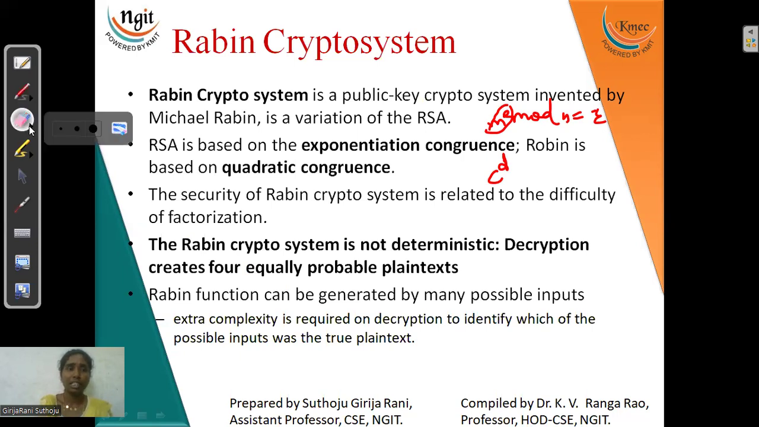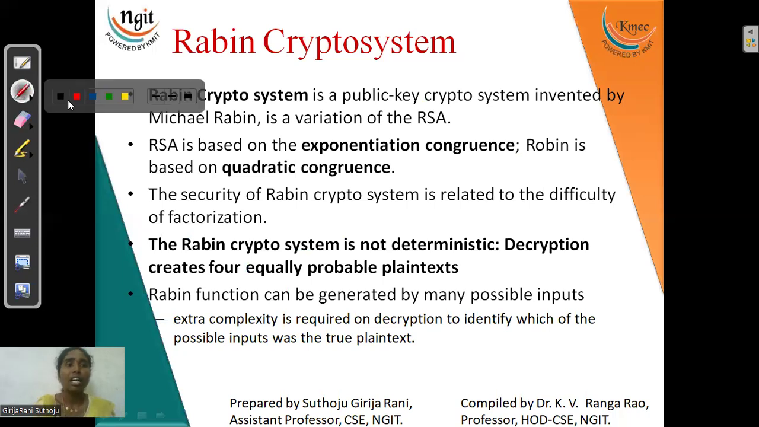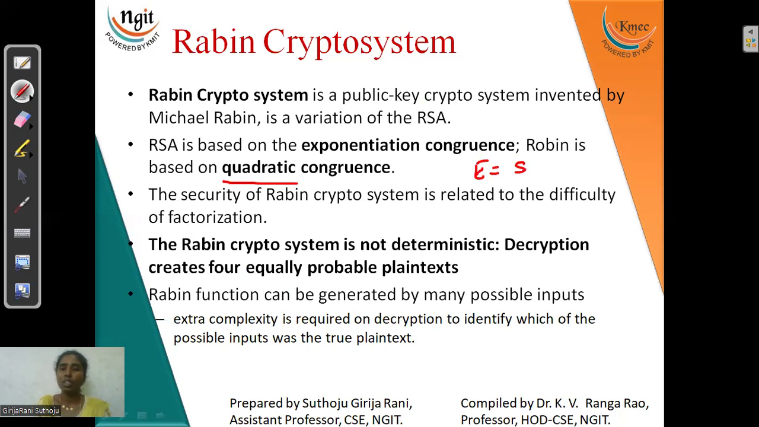Okay, so this exponential format is there in the RSA crypto system, whereas the Rabin crypto system is totally dependent on the quadratic type. So here we will be encrypting with respect to the square, and decryption will be with respect to the square root. So x to the power of 2 will be the encryption side, and root x will be the decryption procedure. I hope you got this difference between Rabin and RSA, right? This is the only minute difference between the RSA and the Rabin crypto system.